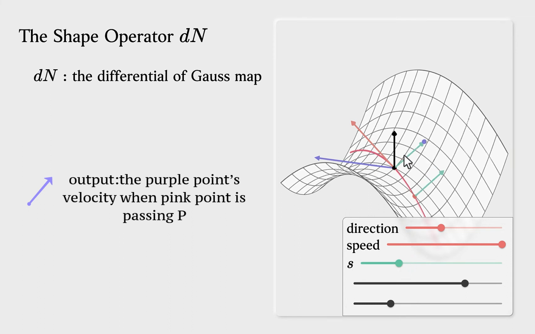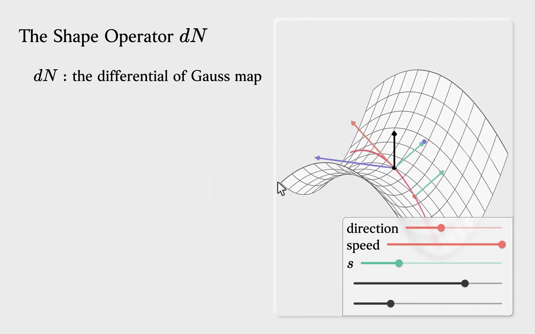Because the normal vector is a unit vector, the velocity of this purple point is perpendicular to it. So we can say that the output is also a vector on the tangent plane, and it's this purple vector. And of course, the faster we pass P, the faster this point moves.